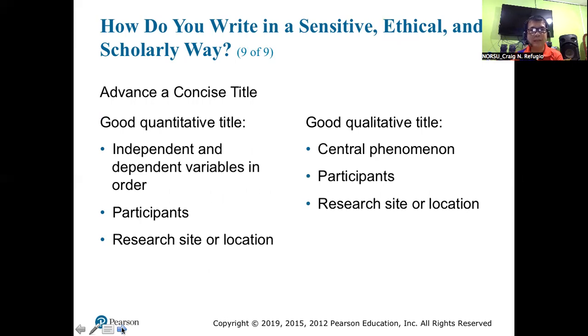So, a good quantitative title has independent and dependent variables in order, then participants, then research site or location. A good qualitative title has the central phenomenon, participants, then research site or location. But actually, these are not standards. It would vary from one format to another, from one university to another, from one college to another college, or even from one department to another in a certain college or university.